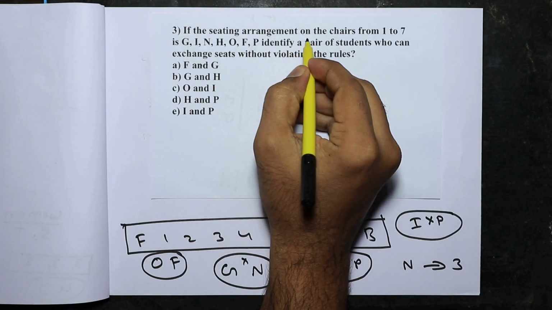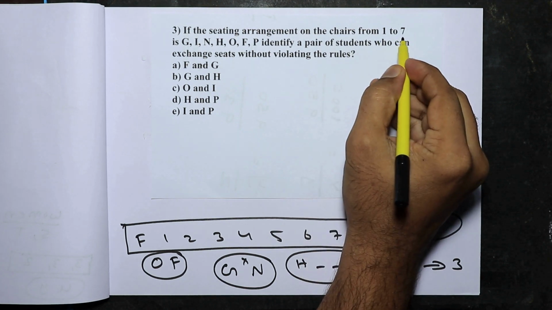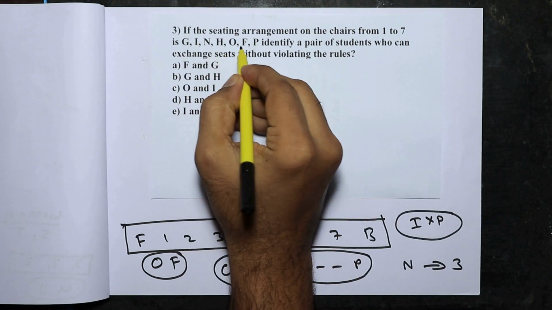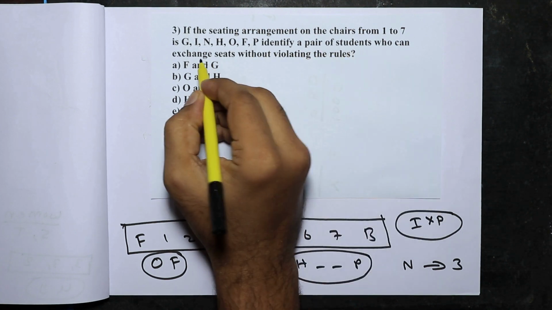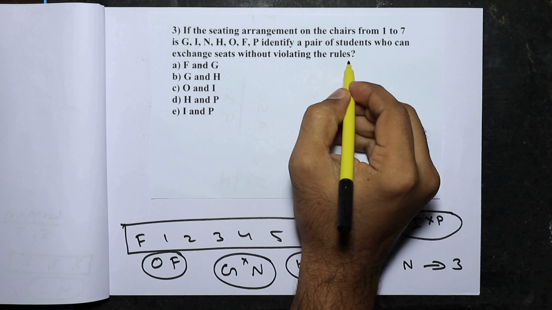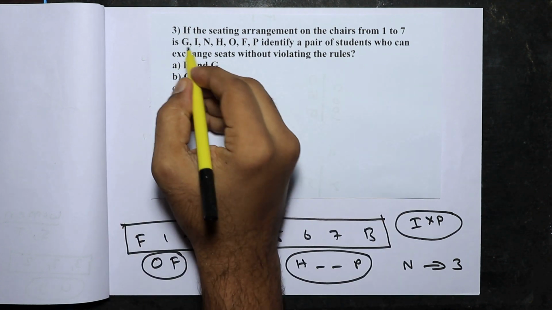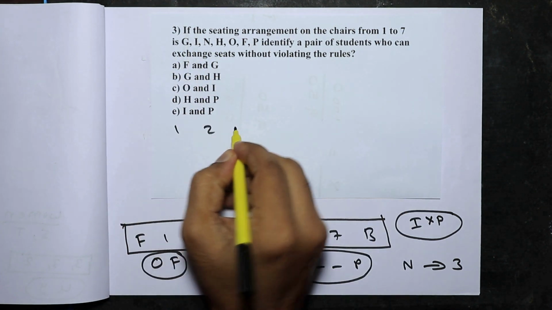If the seating arrangement on the chairs from 1 to 7 is G, I, N, H, O, F and P, identify a pair of students who can exchange seats without violating these rules. So I'll just mark it like this. These are the chairs.